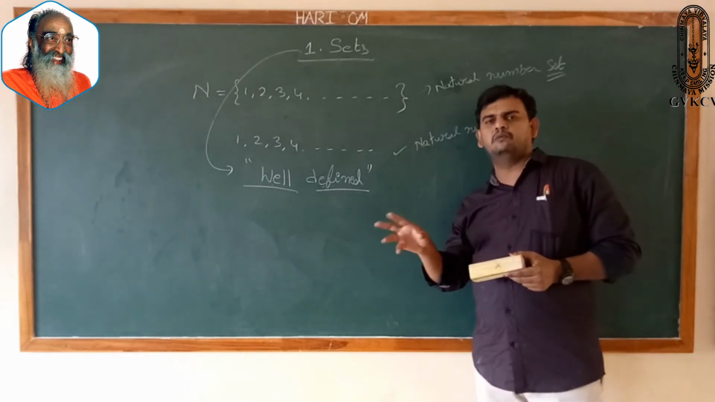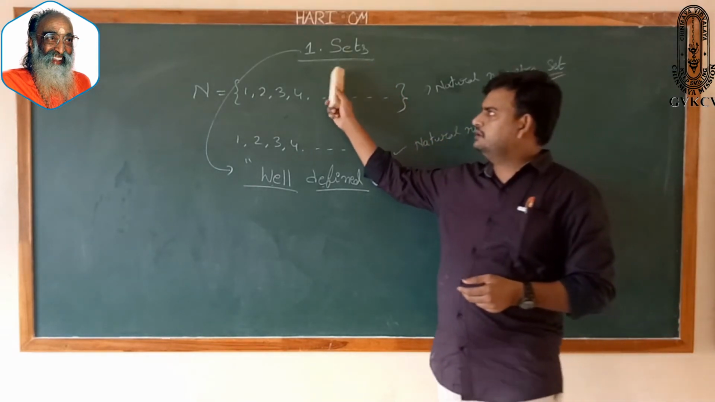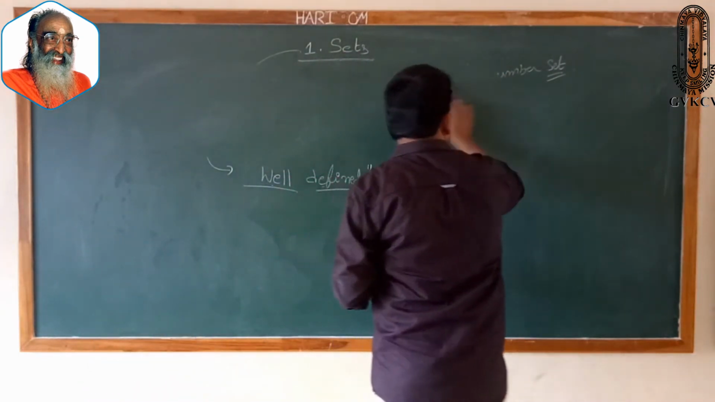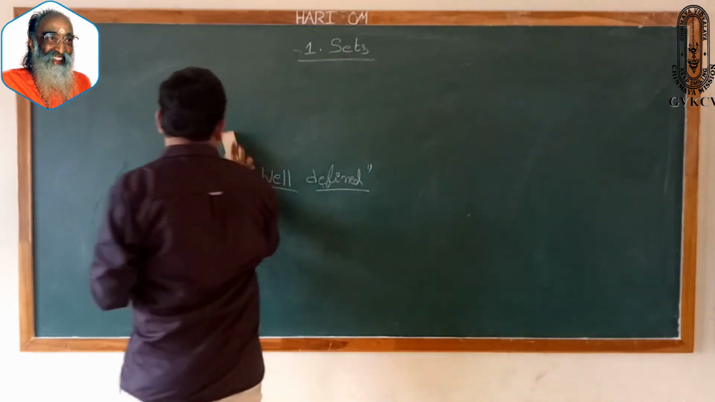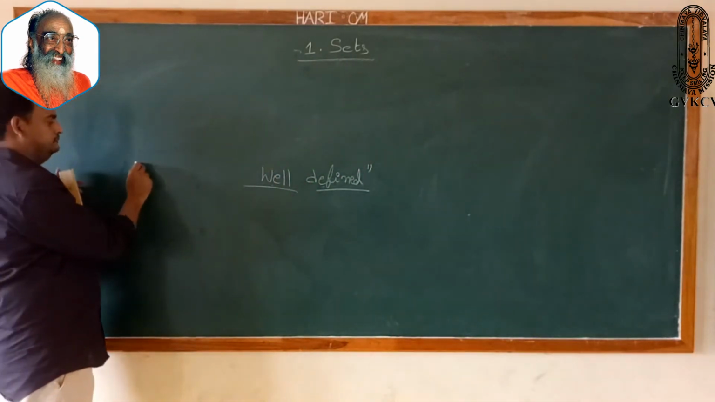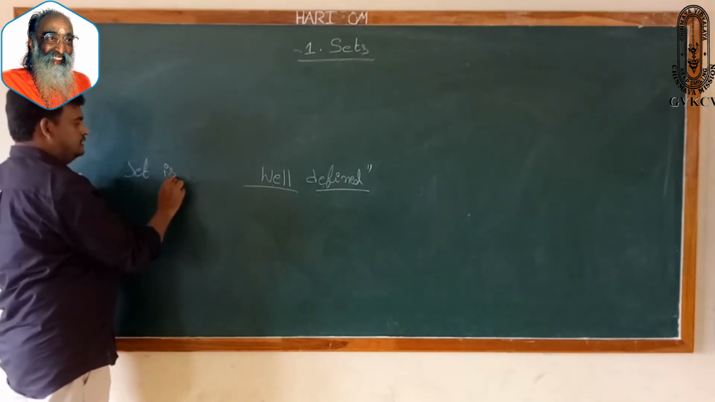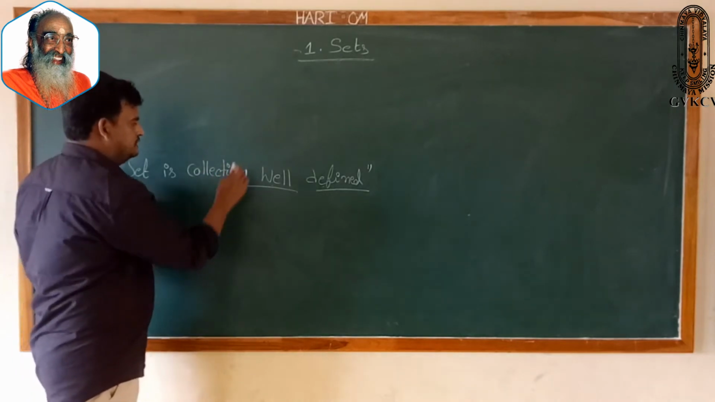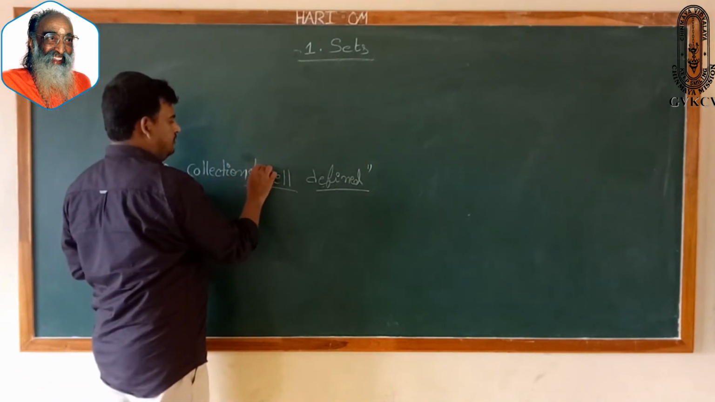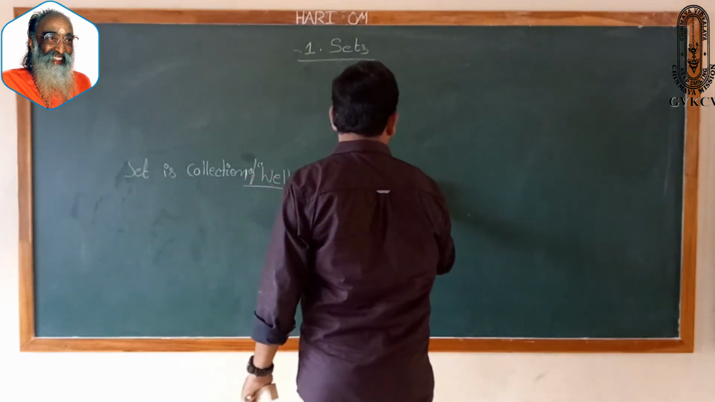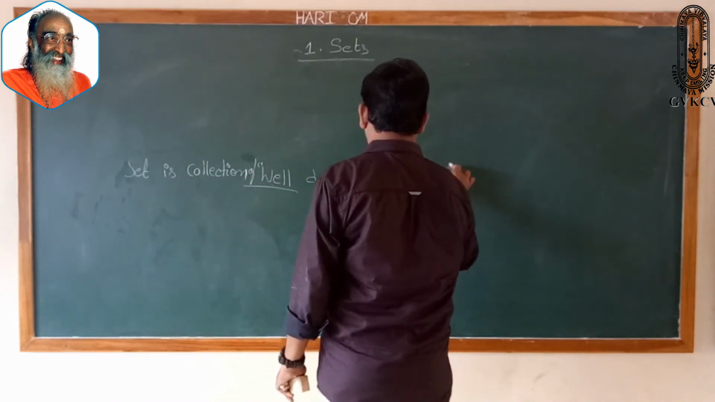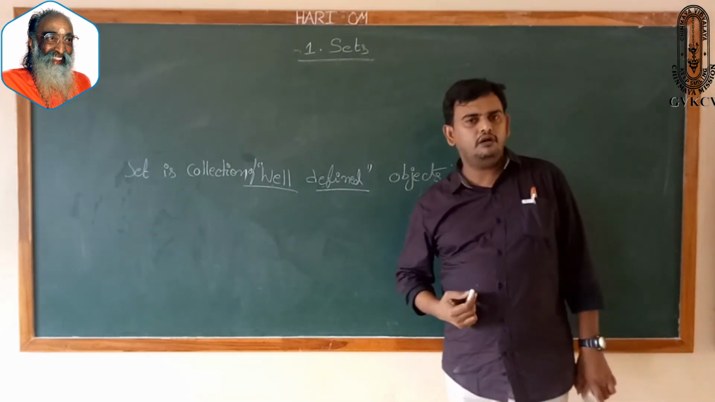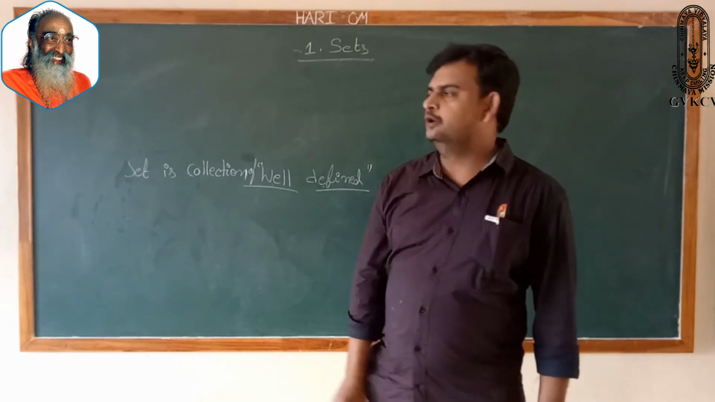Why am I giving all this introduction? Now I want to give the definition of a set. A set is nothing but a collection of well-defined objects. So a collection of well-defined objects is nothing but called a set, like I told you.